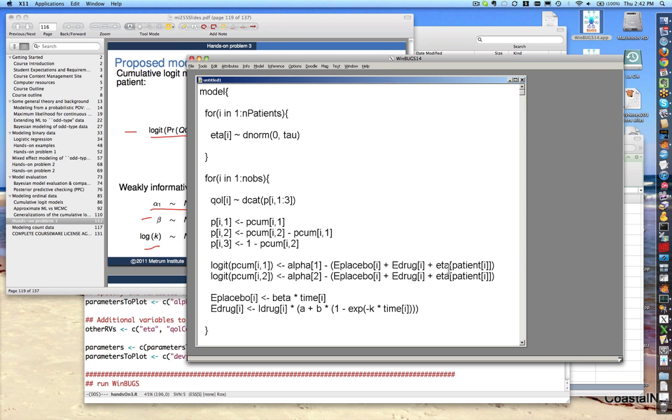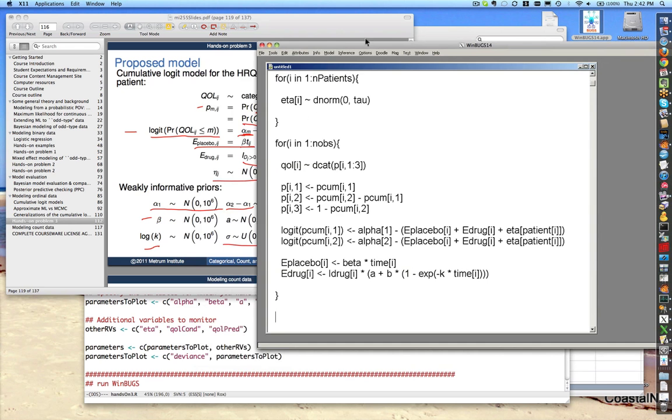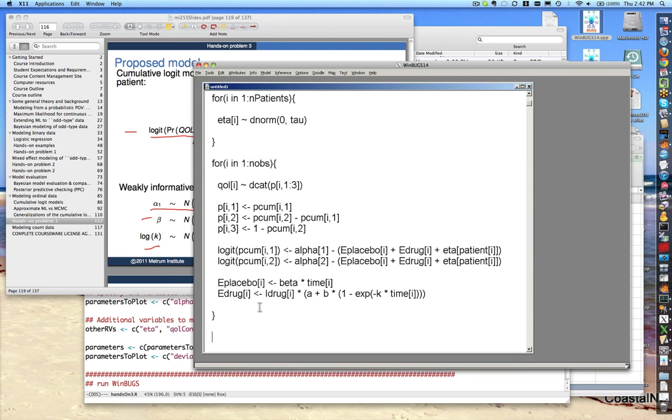Okay, so that closes out our for loop there, and then we need to deal with our priors as part of this. So we have to go through all of our components in here. So for example, we had our alpha 1, we'll just use our dnorm(0, 1.0E-6), again reminding you that the normal distribution is parameterized in terms of precision instead of variance.